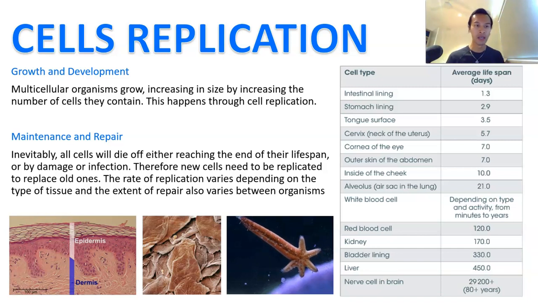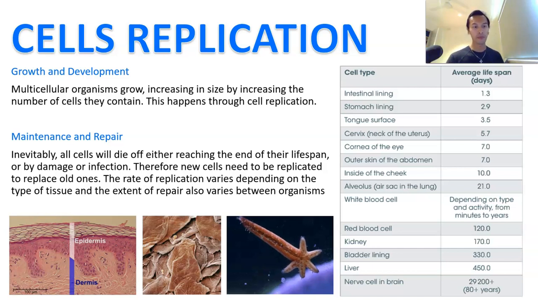So inevitably, cells are going to die off because they either reach the end of their lifespan, or they become damaged, or they become infected, and therefore new cells need to be replicated to replace the old ones, right? The rate of the replication is going to vary depending on the type of tissue, and the extent of repair also varies between organisms, right?